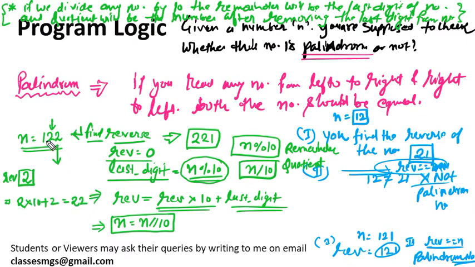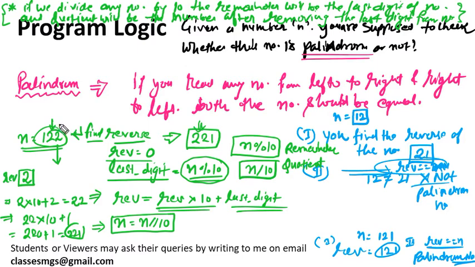Next time, 22 into 10 plus the last digit 1, so it will be 220 plus 1, that will be 221. So this is the reverse number: the reverse of 122 is 221. So this is how you need to do.